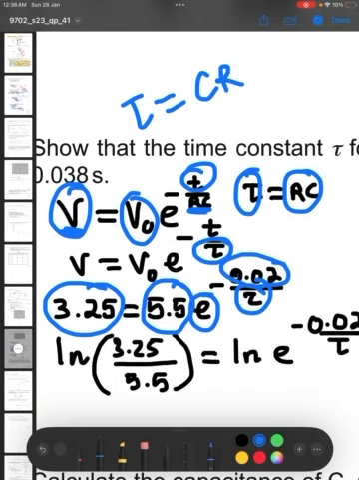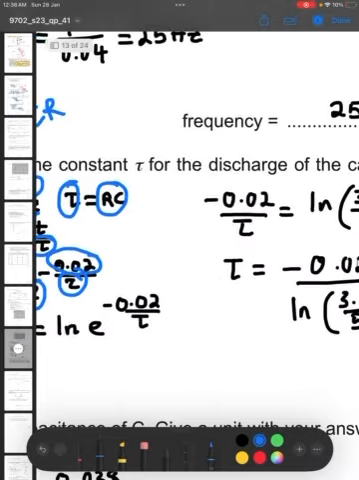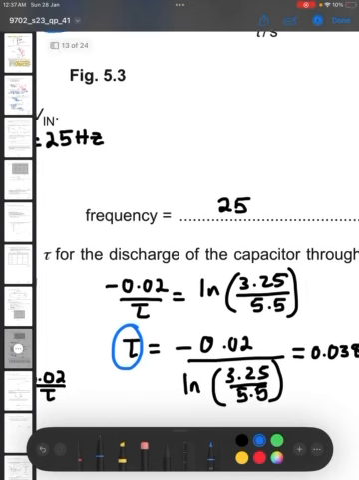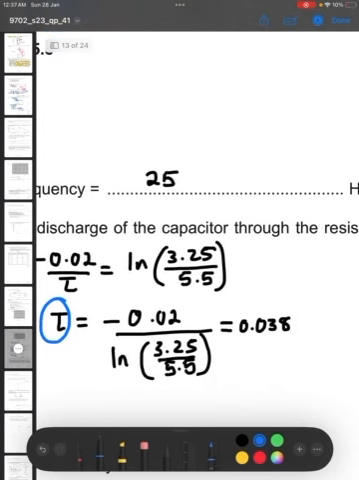So we first of all divide both sides by 5.5 and then use the logarithm on both sides. This will remove the exponential and we are left with ln 3.25 over 5.5. Then we make tau, the time constant, subject of the formula. We say minus 0.02 divided by ln 3.35 divided by 5.5. When we do this, it will give us 0.038. We have found our time constant.